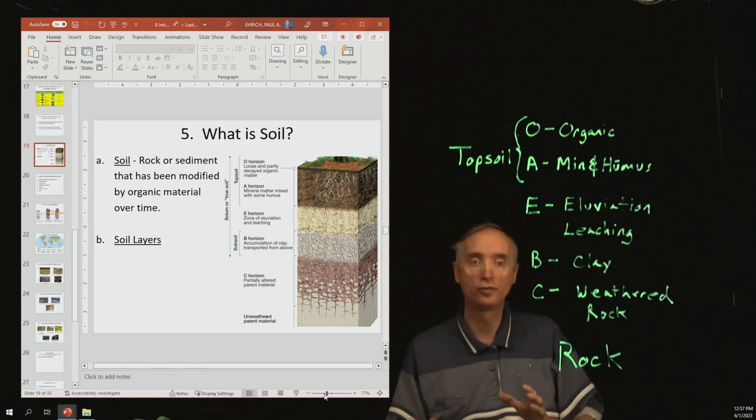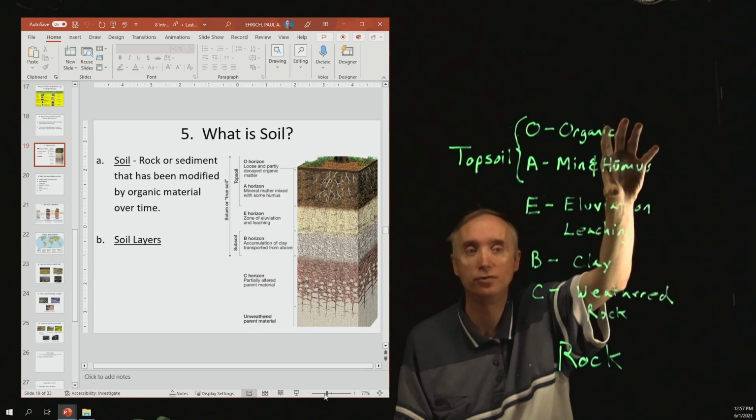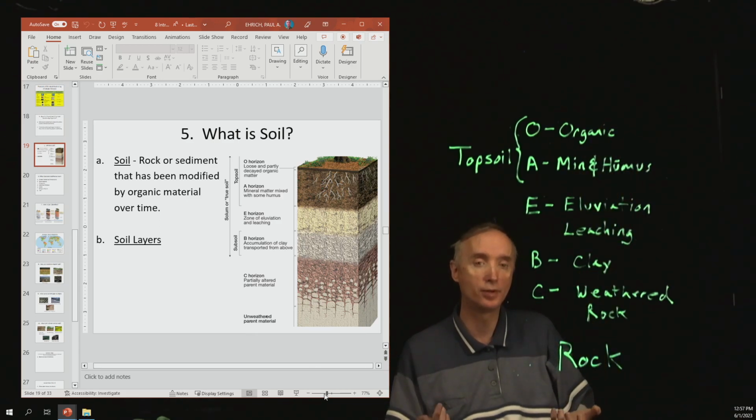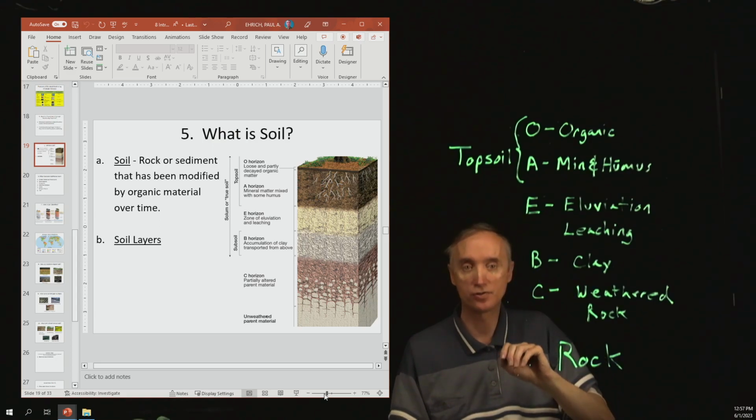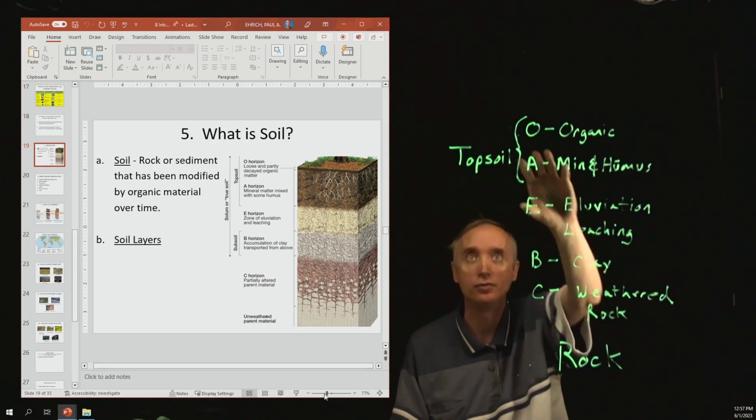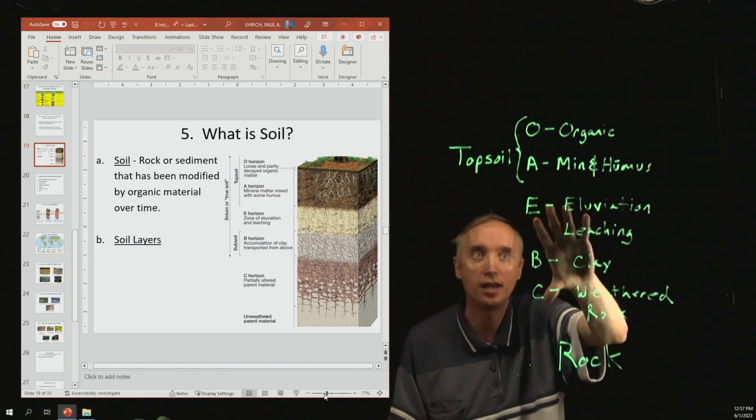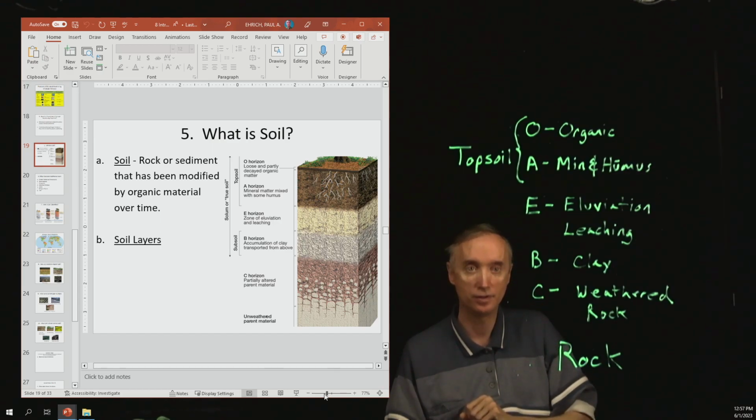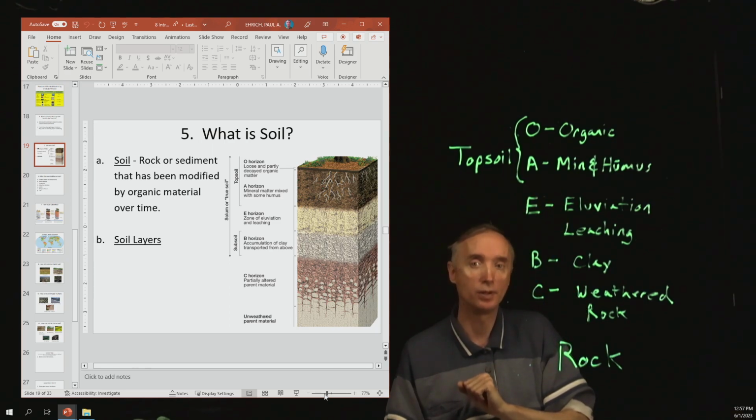Now if you overfarm and you destroy your topsoil, overfarming can break up the topsoil and then rain can carry it off. So the topsoil can be destroyed over time. If you destroy your topsoil and you get down to these layers, you cannot plant crops in the E, B, or C layers. They won't grow. So you need topsoil in order to grow your plants.